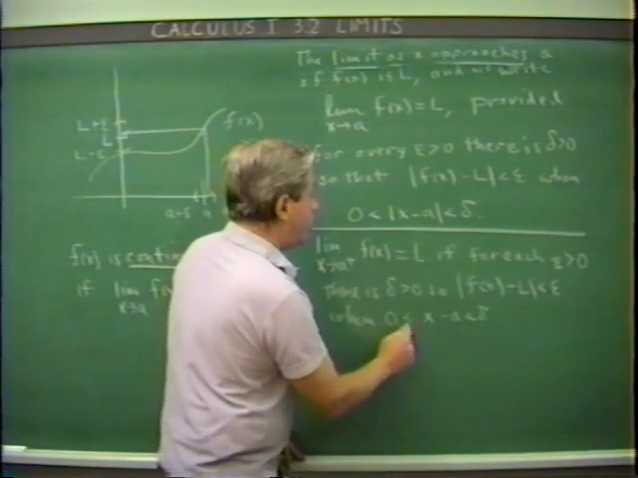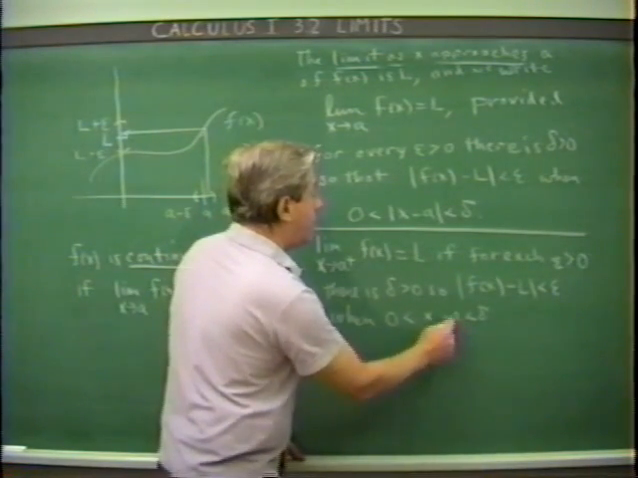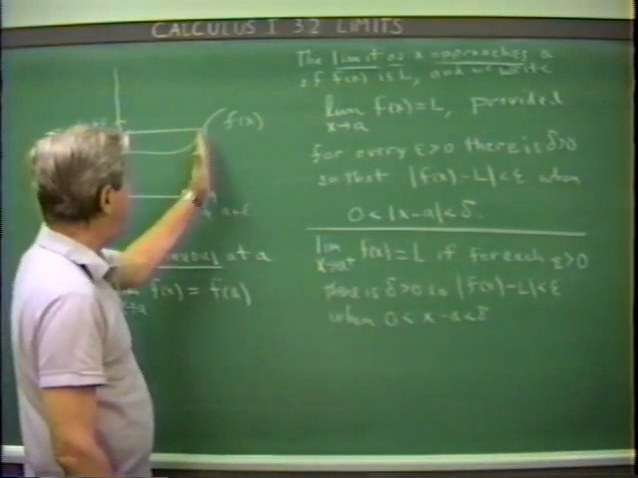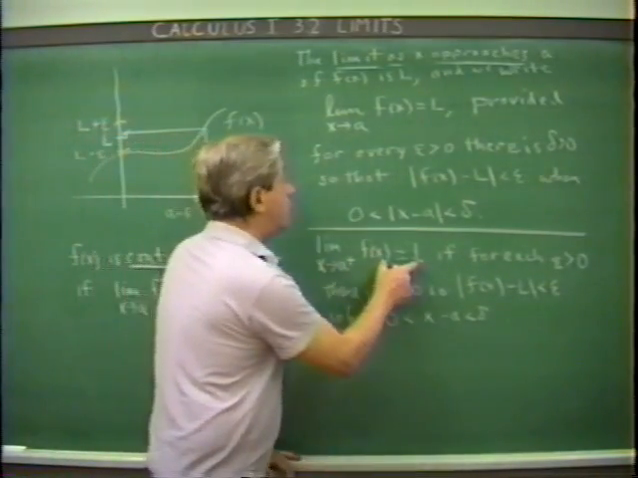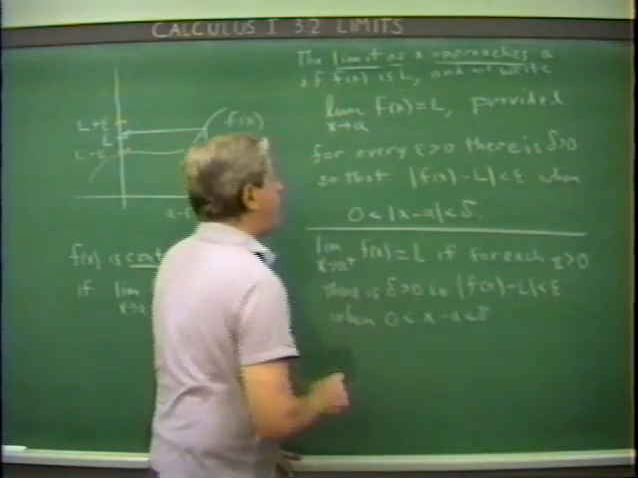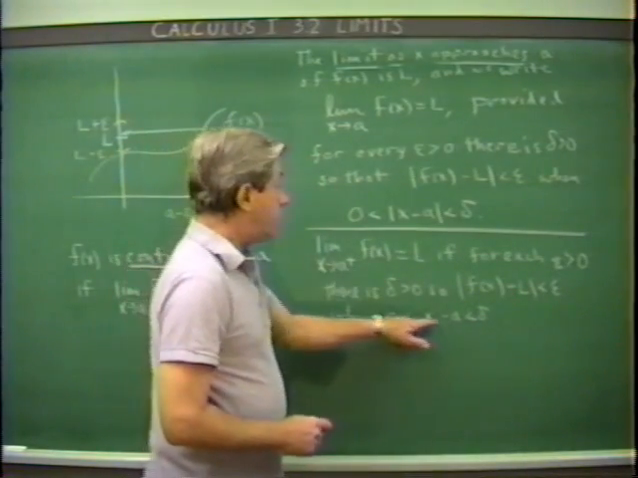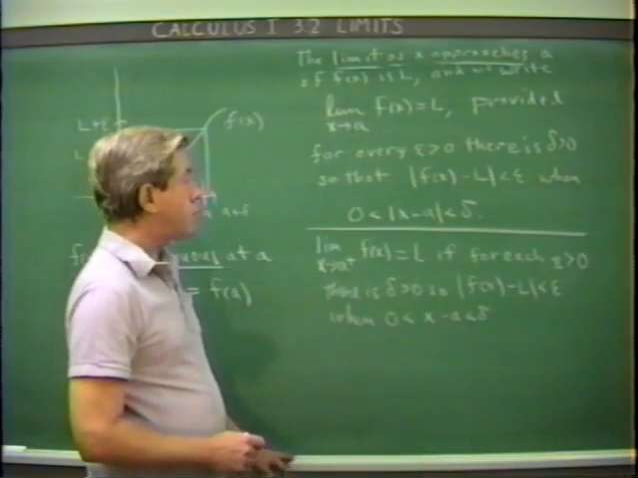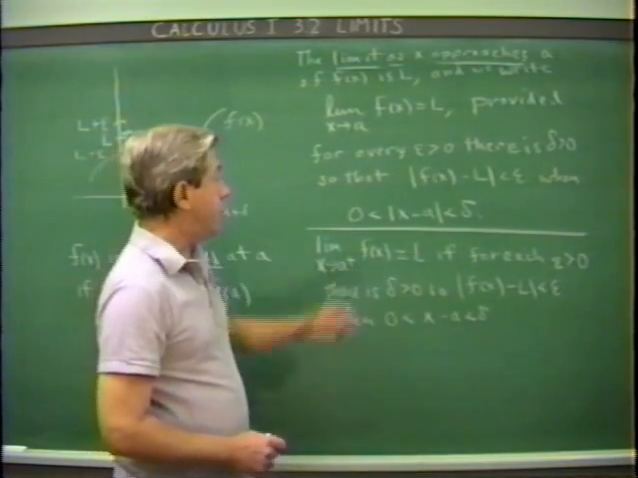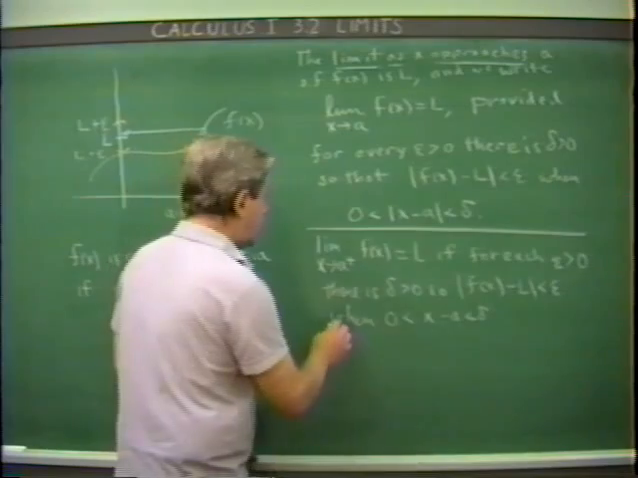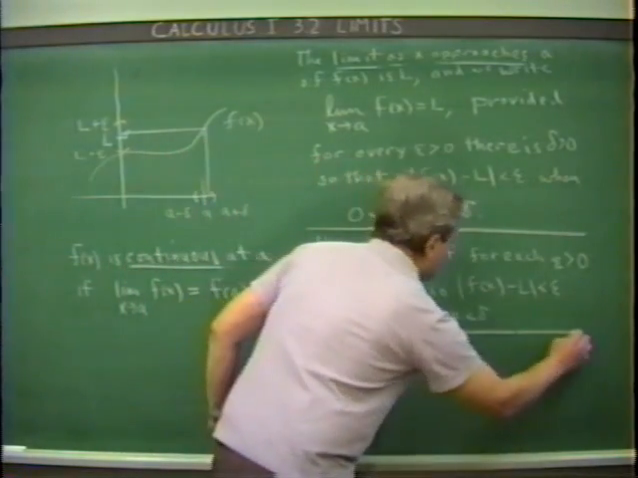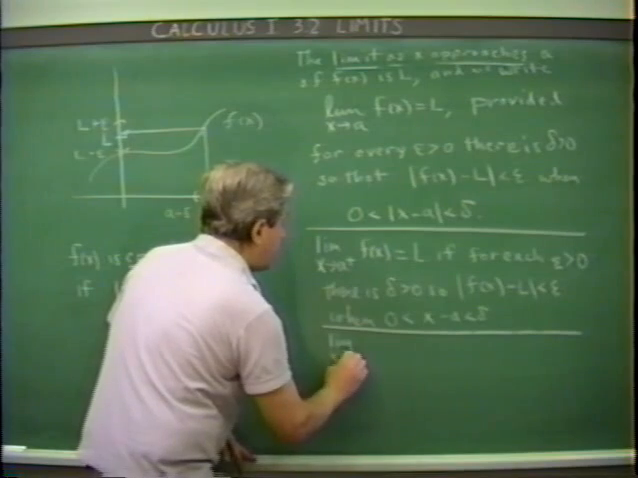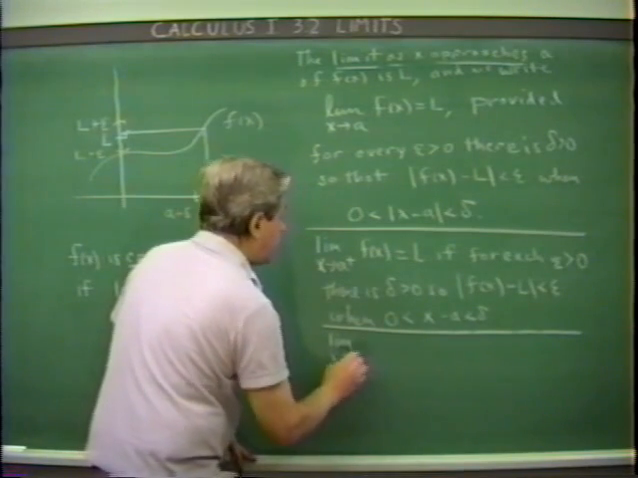Now, given epsilon greater than 0, we want to find delta greater than 0 so that the absolute value of f of x minus the limit is less than epsilon when the absolute value of x minus a is less than delta. Here mx plus b minus b is 0, so this is the absolute value of m times x minus a, which should be less than epsilon.